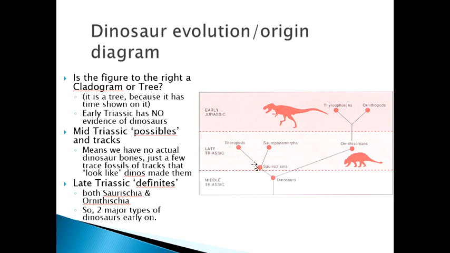And then we finally get into the late Triassic, and then we have, boom, the two major types of dinosaurs right off the bat. I haven't talked about these yet. I'll do that next week, for week 2, to talk about Saurischia and Ornithischia, but suffice it to say that right off the bat, boom, we find fossils of the two major types. It means that they almost certainly had to have existed earlier. We just haven't found fossils of them.